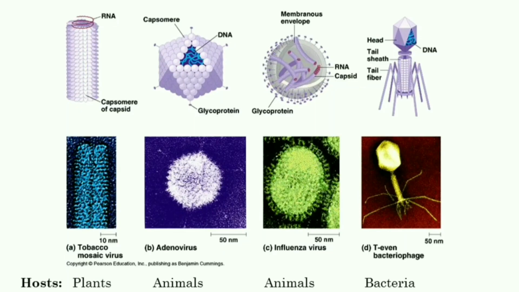Viruses are present in various hosts. It can be a plant, it can be an animal, it can even be a bacterium. So, viruses can be present in different hosts. A virus which is present in plants is tobacco mosaic virus. Examples of animal viruses are adenovirus and influenza virus. An example of a bacterial virus is a bacteriophage.